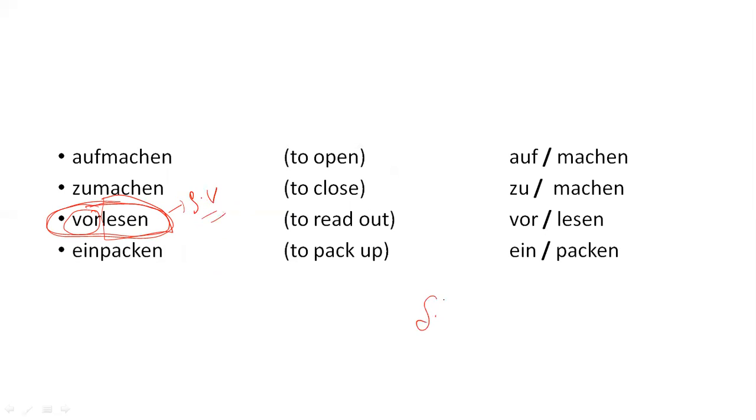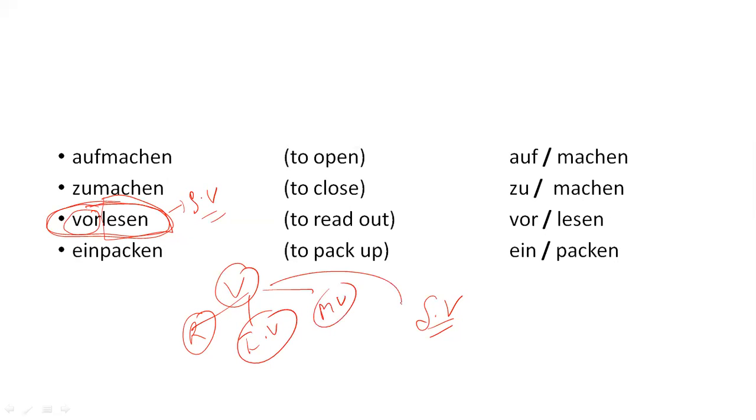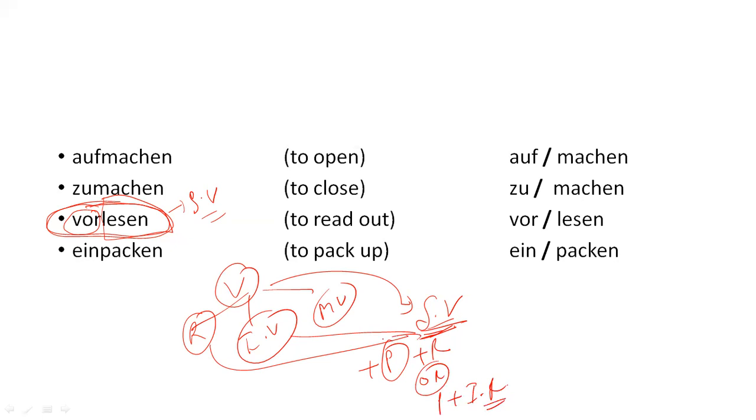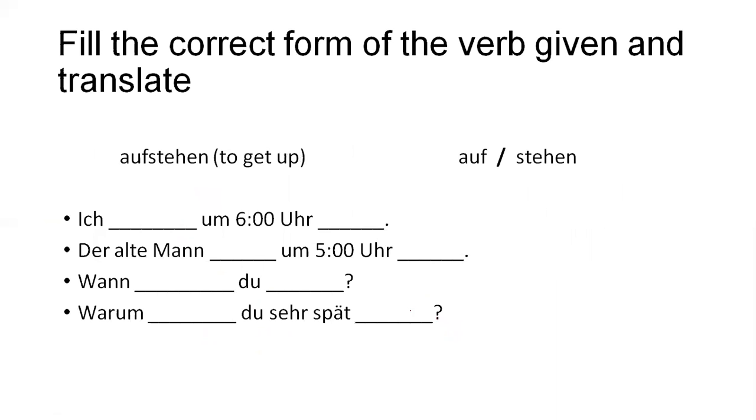If I combine all together, it will come under the category of separable verbs. So in verbs, like I have told you earlier, we have regular verbs, we have irregular verbs, we have modal verbs, and then we have separable verbs. So a separable verb is a mixture of regular and irregular plus some prefix. So prefix plus regular or prefix plus irregular. All right. Then it will fall under the category of separable verbs.